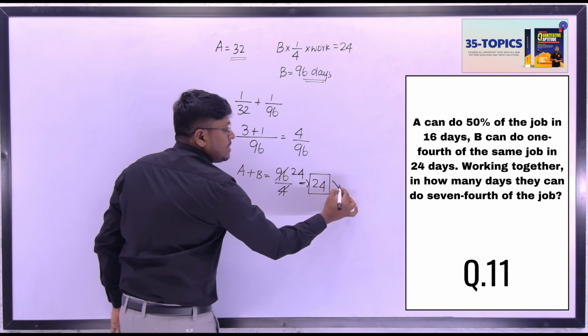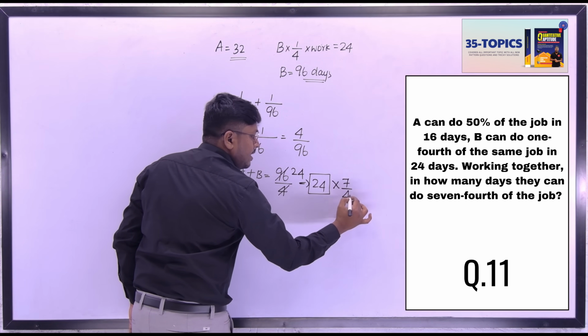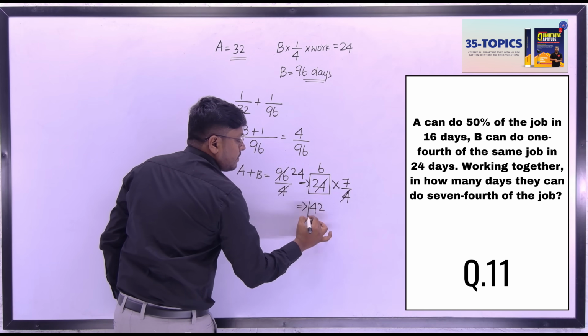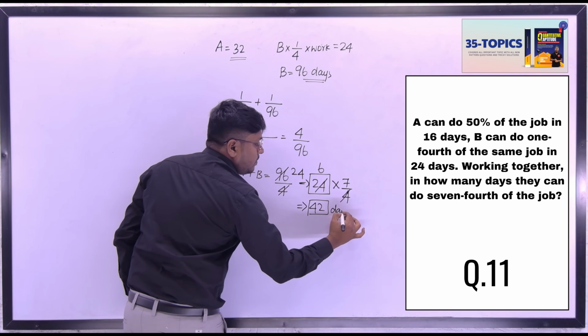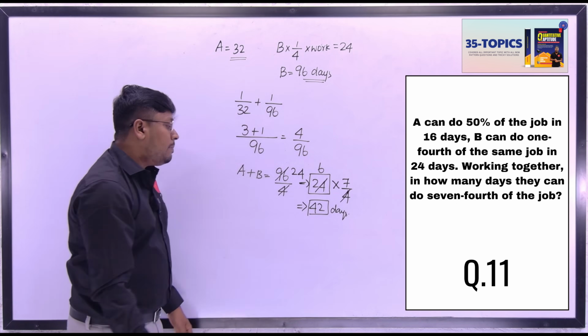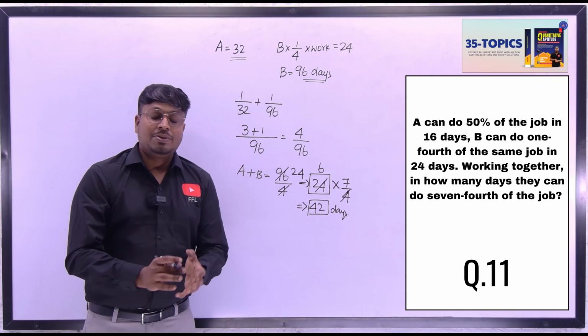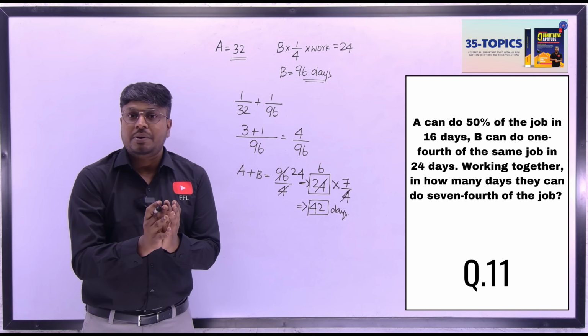So now just 7 by 4, multiply it. That's it. 6 fours are 24, 42. So now in order to complete 7/4 of the job, it takes 42 days to complete it. So friends, understood or not? This is the way you have to solve the question.